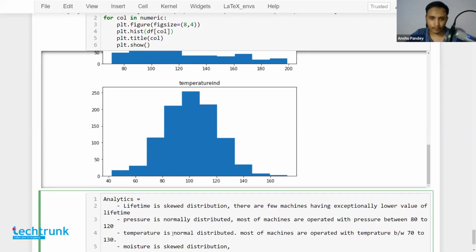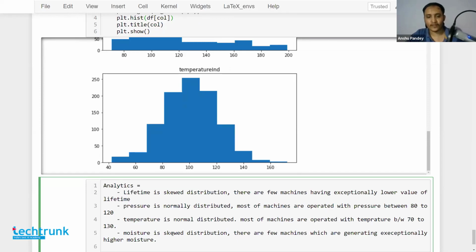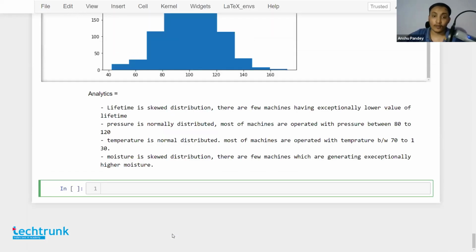And there are few machines which are generating exceptionally higher moisture, right? So these are the few analytics that we identify from our data from the graph, right? And so this is what we do in univariate analytics. In univariate analytics, we don't look at the impact of one attribute on the other, but rather we just analyze the overall idea of one attribute, right?